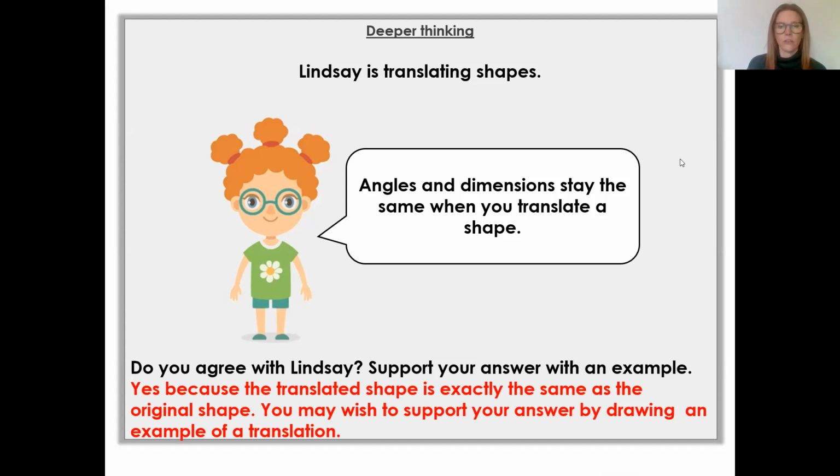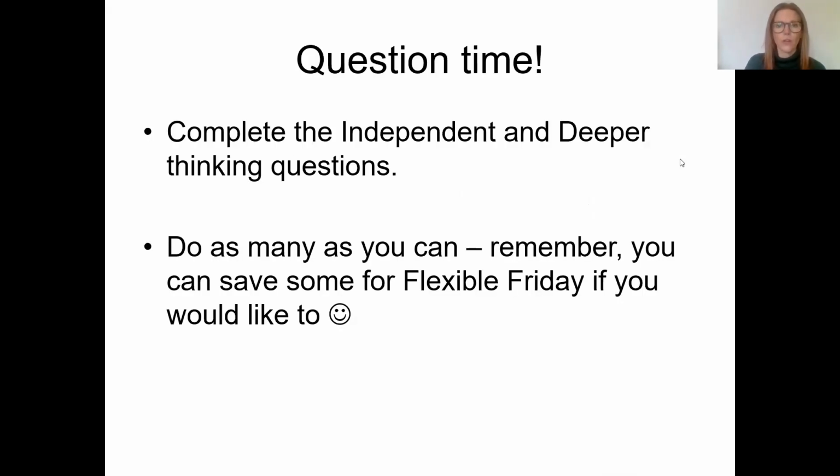I've put a note on here to say you may wish to support your answer by drawing an example of that translation. So I'm going to ask you to stop the video in a second and answer the independent and deeper thinking questions. And I have put a note on here just to say to do as many as you can. So obviously, if you're finding that you're going over the hour for the maths lesson, just pause when you get to that hour, and you can always continue with these on Flexible Friday should you wish.